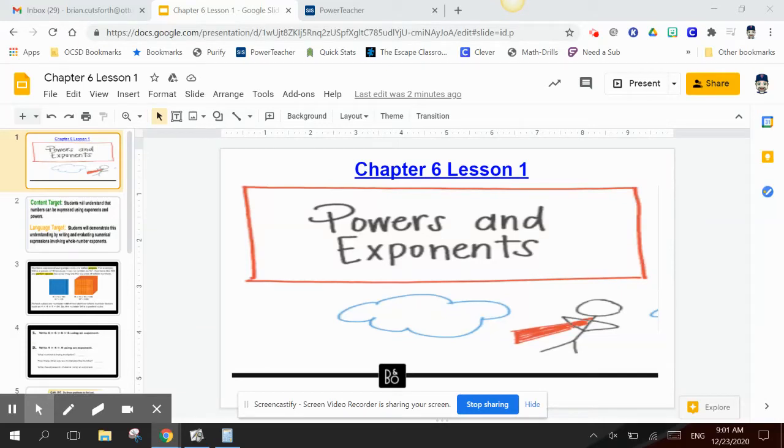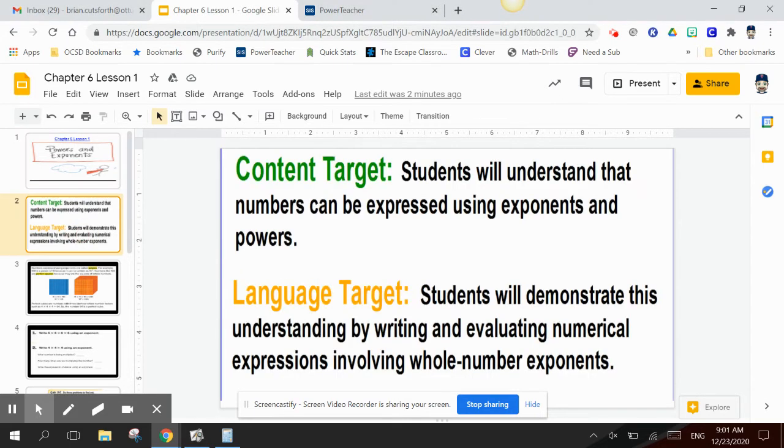Chapter 6, Lesson 1, Powers and Exponents. Our content targets: students will understand that numbers can be expressed using exponents and powers. Our language targets: students will demonstrate this understanding by writing and evaluating numerical expressions involving whole number exponents.